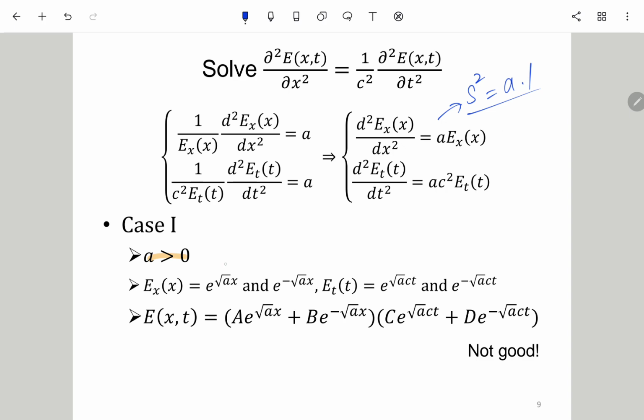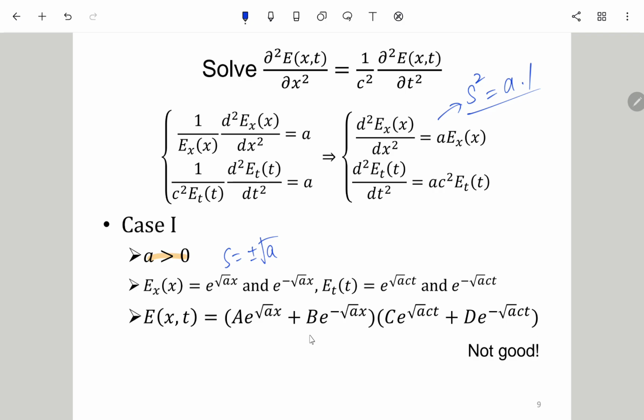which means s equals plus or minus square root of a. So Ex of x equals exponential to square root of a x, and also exponential to negative square root of a times x. But this one is not interesting. We are not interested in it because this function will decay, it doesn't oscillate, so we don't like this case.